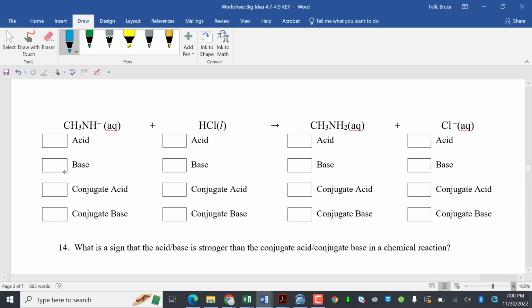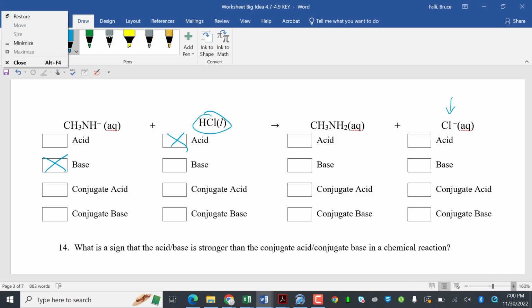Okay, remember how I said a lot of bases are RNH2? This is not RNH2, it's RNH negative. So let's see what happens here. HCl screams out I'm a strong acid, and if it's a strong acid, it's going to give its H over here. So if it gives an H, it turns into this. So this is the acid, and this is going to be the base because it receives an H.